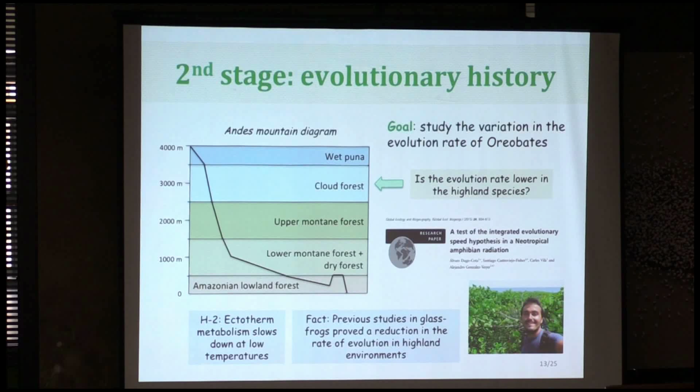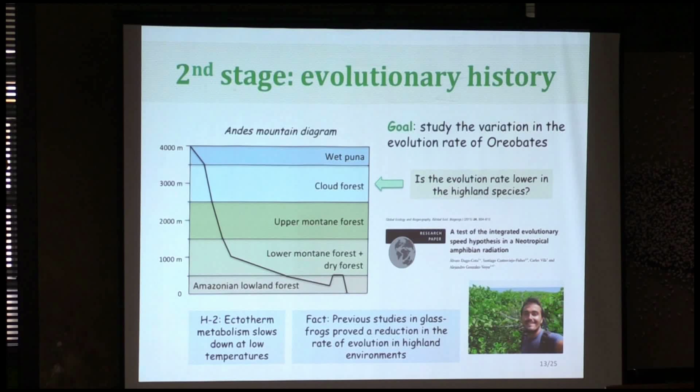So on the second stage, the evolutionary history, we want to study the variation in the evolution rate of Oreobates. Previous studies in our group from Álvaro have shown that in species that inhabit the highlands, the rate of evolution is lower. But in the study of Álvaro this was not very clear, because it was quite clear for mitochondrial genes, but not for nuclear ones.